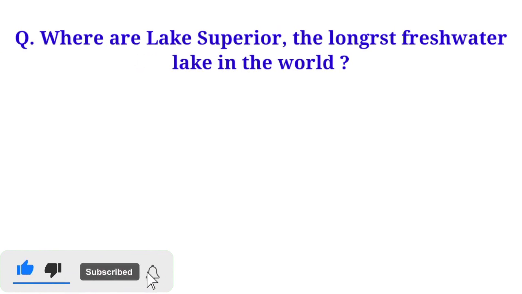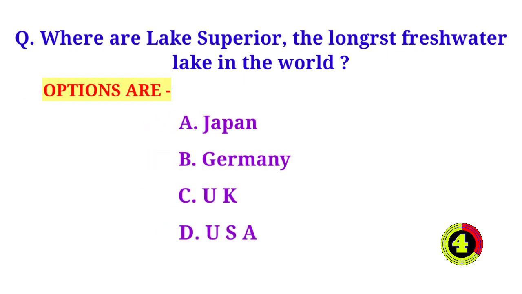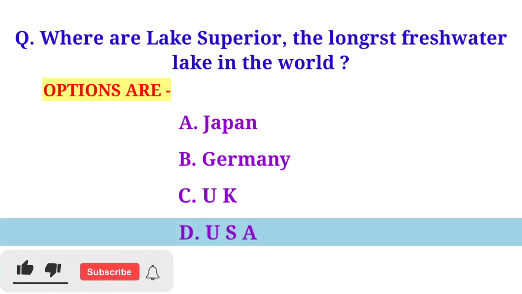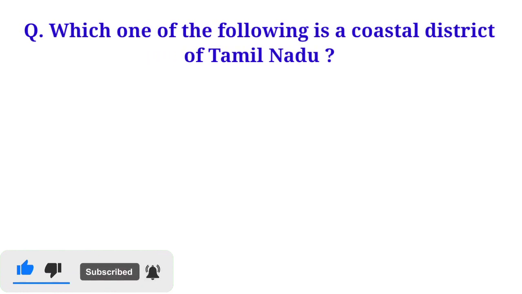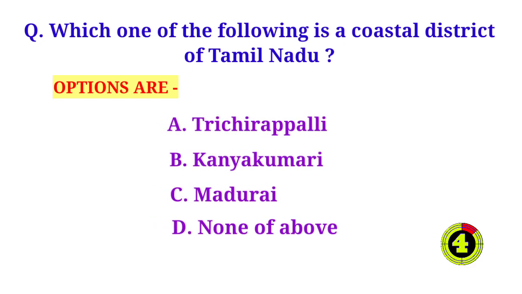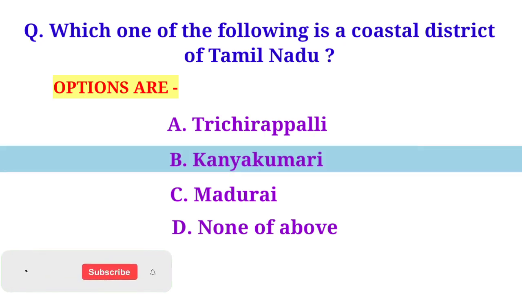Where is Lake Superior, the largest freshwater lake in the world, located? Option D, USA, is the correct answer. Which one of the following is a coastal district of Tamil Nadu? Option B, Kanyakumari, is the correct answer.